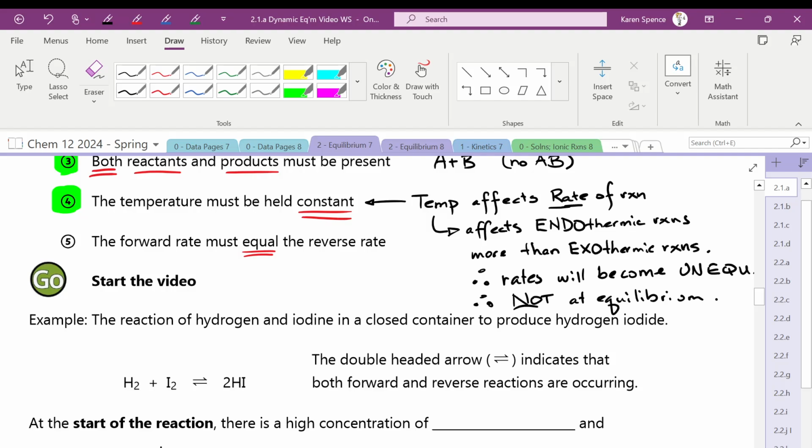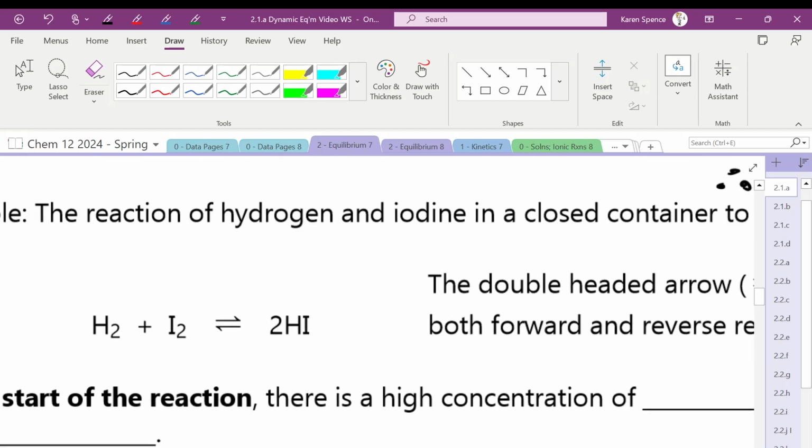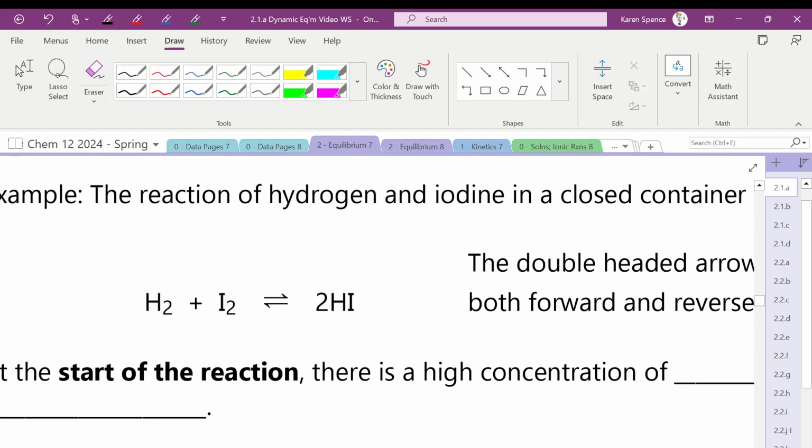Okay, so we have this example that they gave us in the video where we have H2 plus I2 gives 2HI. And do you see this little double-headed arrow here? That's called an equilibrium arrow. It looks kind of like a little harpoon going one way and a little harpoon going the other way. We put the forward direction on the top and the reverse direction on the bottom, and that means it is a reversible reaction.